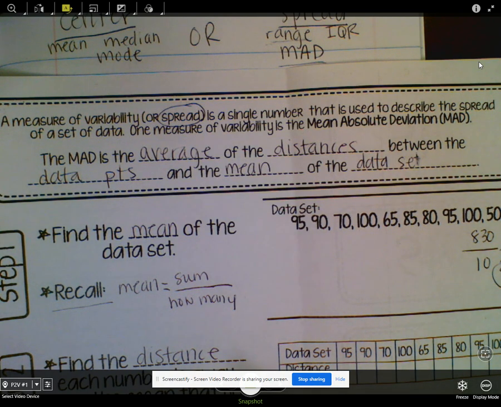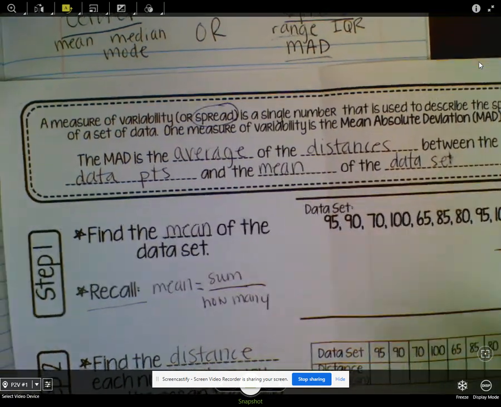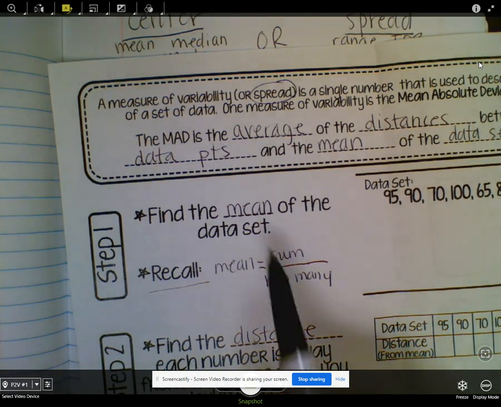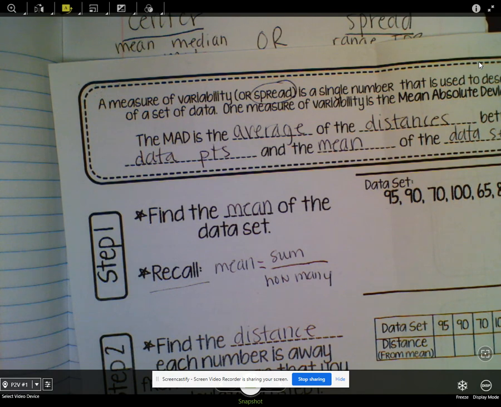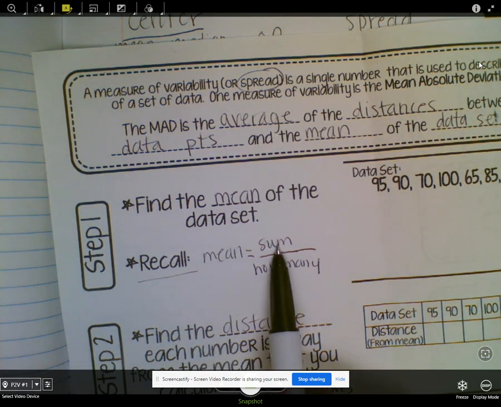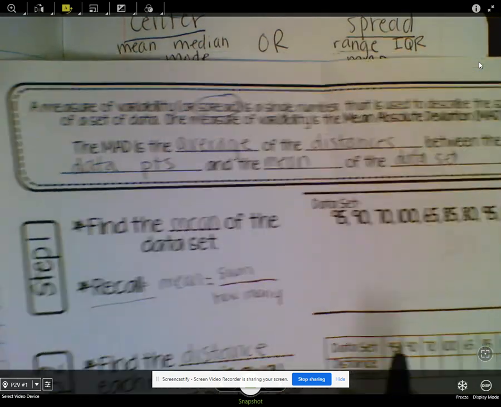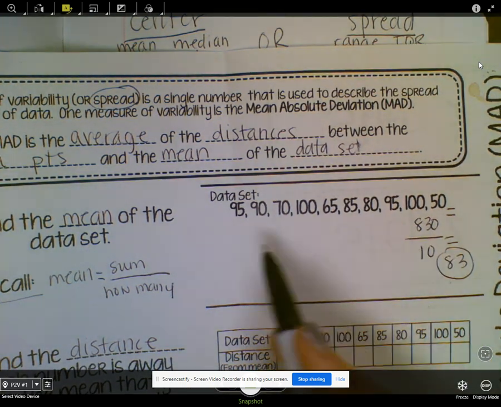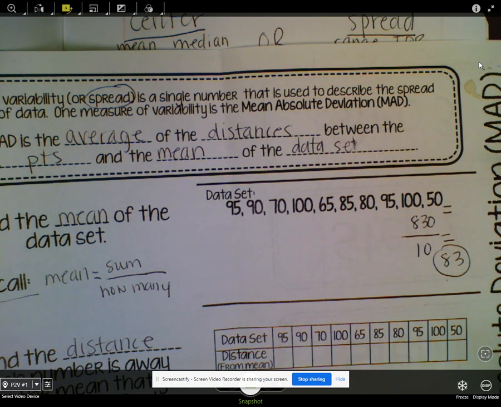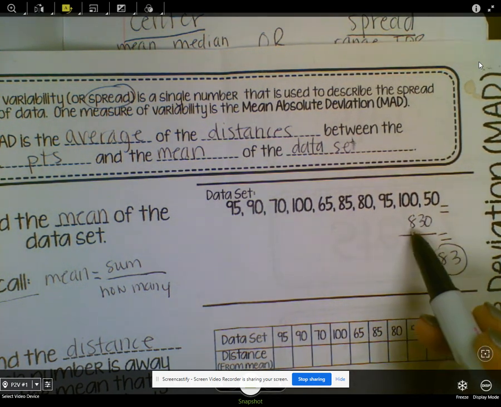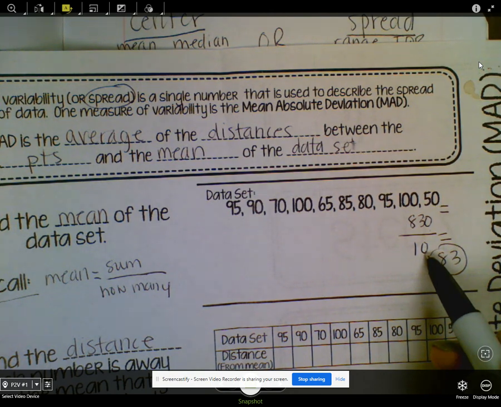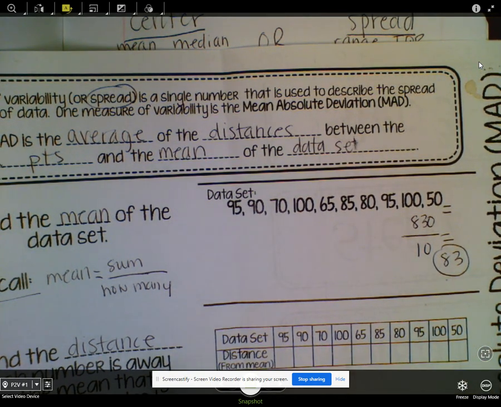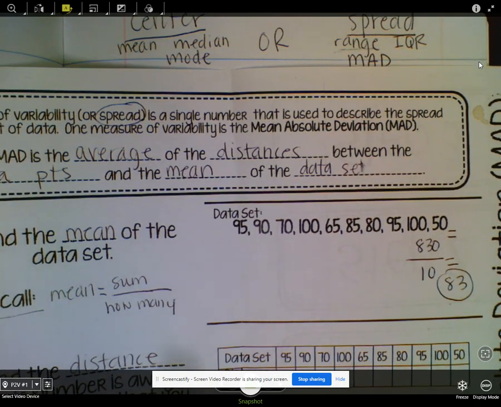Okay, so step one, I know I'm going fast. You're going to have to pause and come back, because this video, like I said, has a 5-minute time limit. First step is you find the mean of the data set. Recall, mean is just the sum divided by how many. So you go over here and add all these up and divide by how many there are. Well, I'll just tell you, so we're quick: when you add all these up, we get 830. And then we divide by 10, because there are 10 numbers, and that gives us a mean of 83. That is not a new skill. Pretty easy. We already know this, okay?